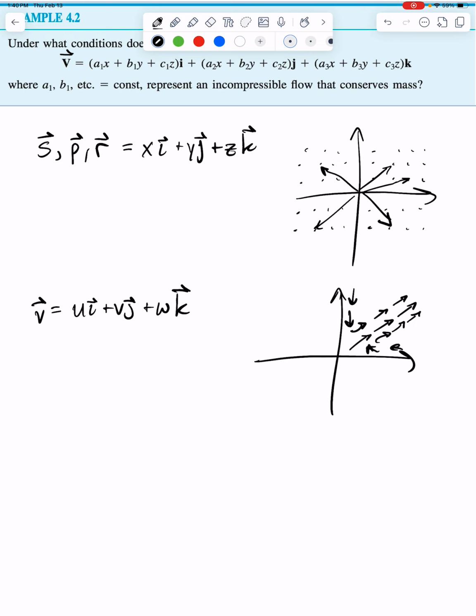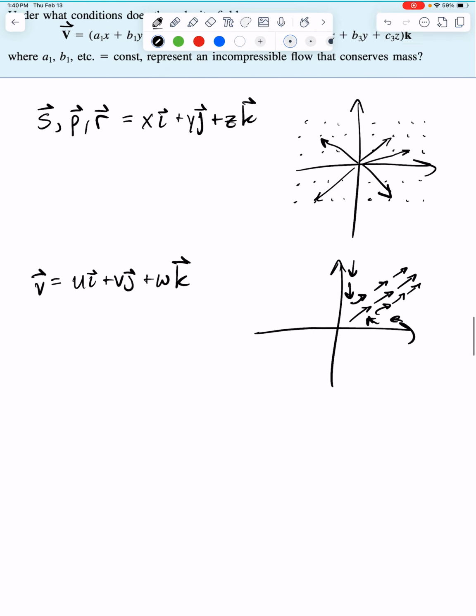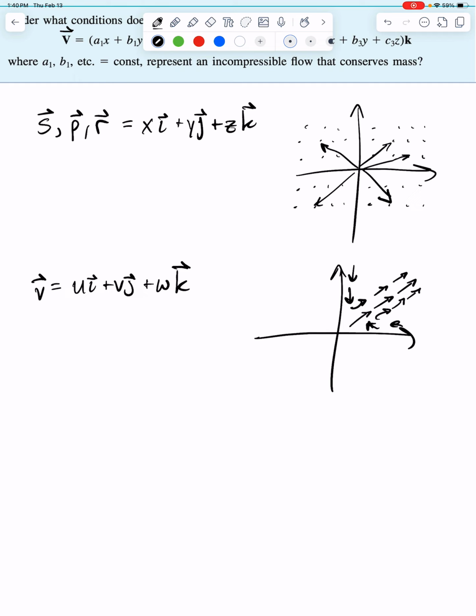Okay, so we're interested in figuring out how to solve this vector field in order to represent an incompressible flow that conserves mass. So we know mass conservation based on Reynolds transport theorem. Now we're going to look at the differential version of that, and it's as follows.